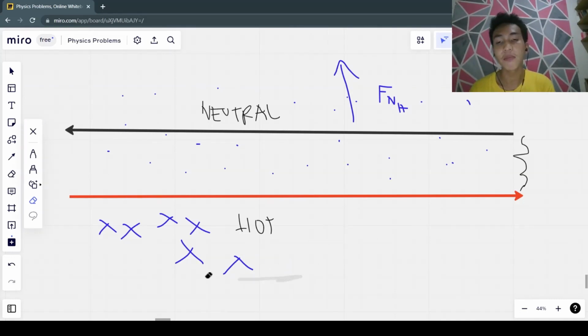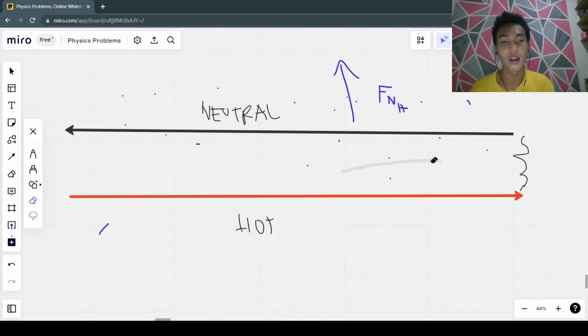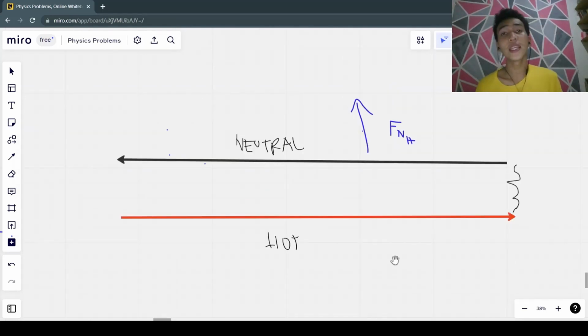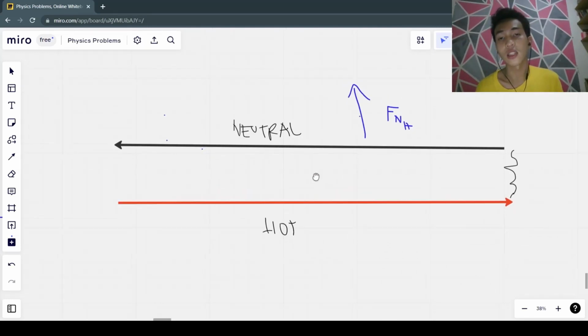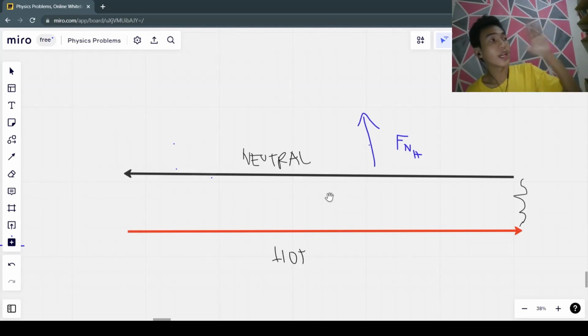Now, to find the direction of the force acting on the hot wire, we will apply right hand rule 2 to the neutral wire. Our thumb should point in the direction of the current, so it should be pointing to the left side. And our fingers should curl as if we are holding a ball pen. That pen is our current wire. So, it should look like this.